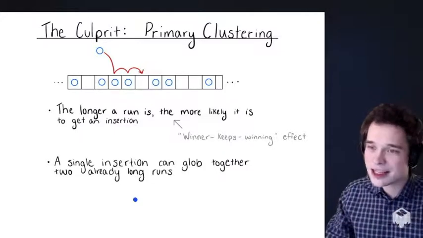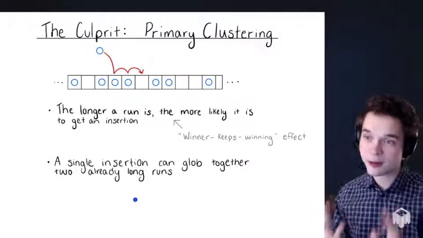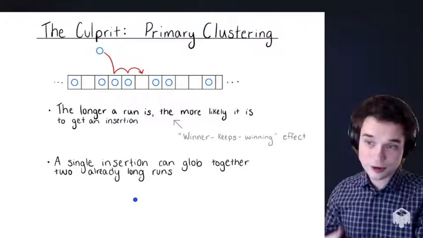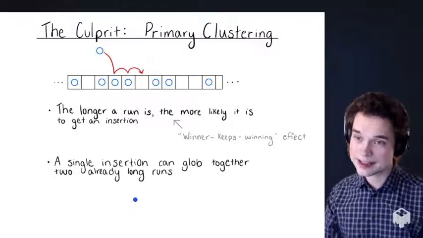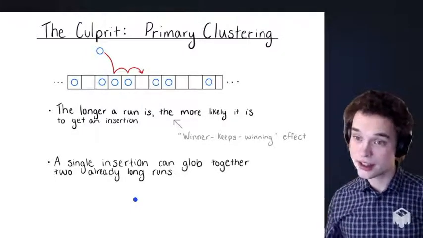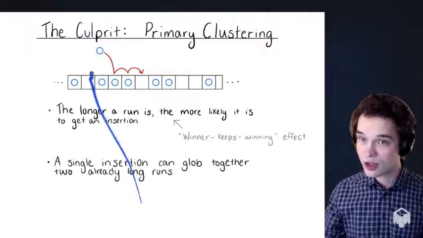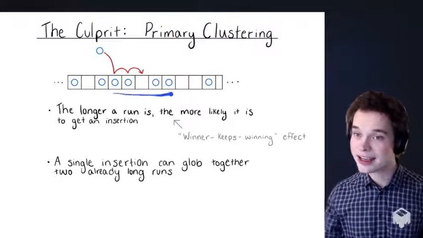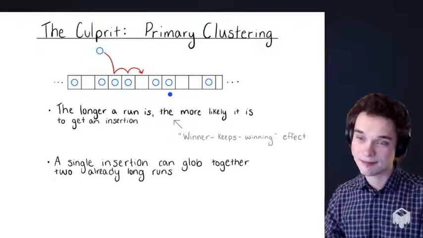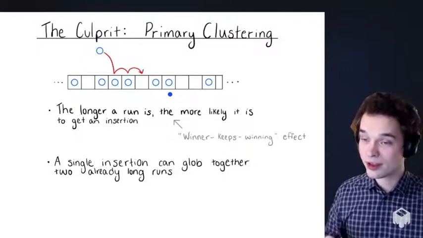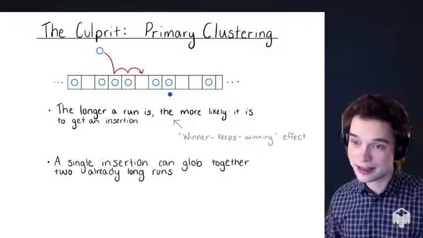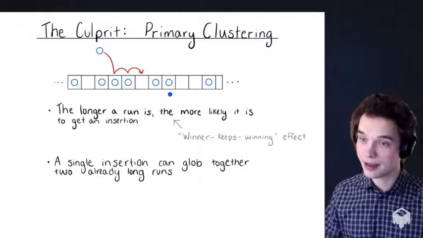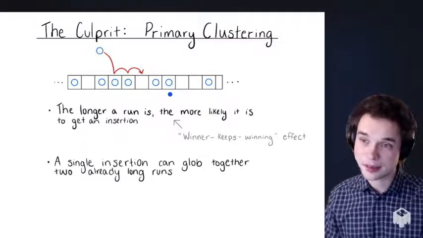It turns out that's not really the full story. So in particular, if that was all that was going on, it turns out that primary clustering would only have a constant factor effect. And Knuth actually talks about this in his early work. He explains that really the main thing that's going on here is actually this globbing together effect. When you insert an element, it might not just increase the length of a run by 1, but it might actually connect together 2 already long runs. And that, especially when you combine it with this winner keeps winning effect, that's what causes primary clustering. That's why there's this quadratic blowup in the expected length of the run containing any given element.